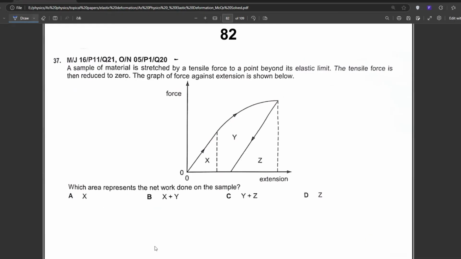Let's see this. A sample of material is stretched by a tensile force to a point beyond its elastic limit. The tensile force is then reduced to zero. The graph of force against extension is shown below. Perfect. Which area represents the net work done on the sample? What is the work done that is left after loading and unloading? If you notice, during loading, this entire region was your work done. However, during unloading, you only recovered this. So what is the net work done or the remaining work done? X plus Y. B is your answer.